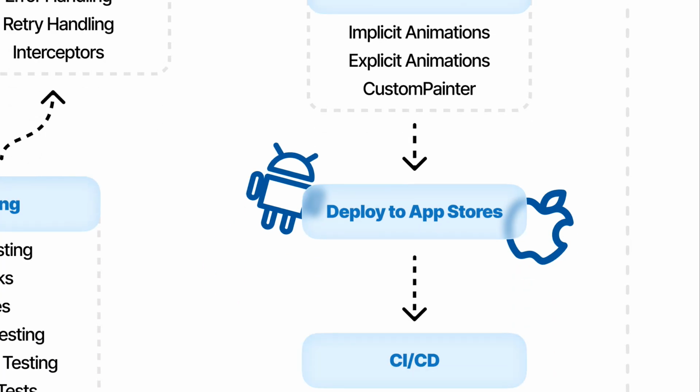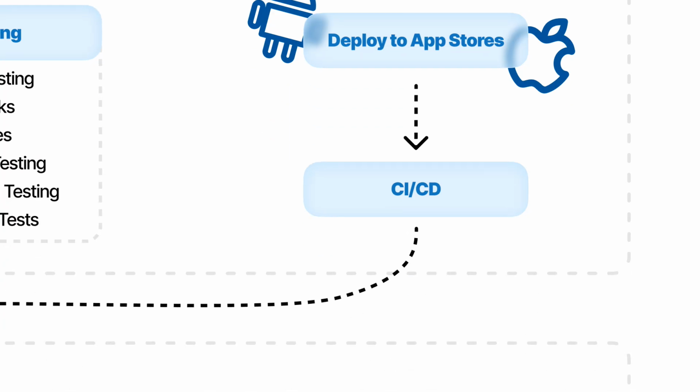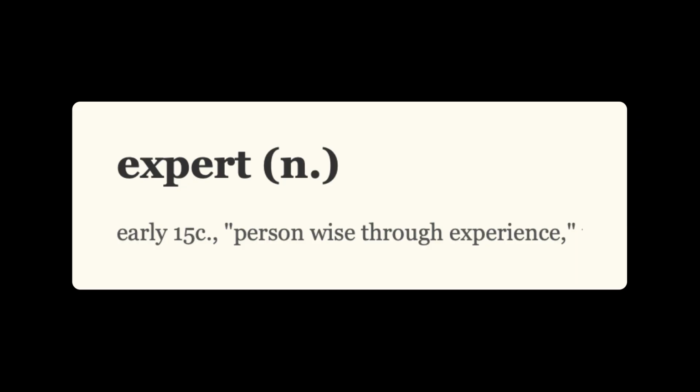At this point, you have all the skills necessary to build high-quality, performant, scalable, and maintainable apps. Now it's time to ship them to the app stores. You can do this manually, or you can use CI/CD to automate this process. These are all key topics that you need to understand to become a solid Flutter developer.